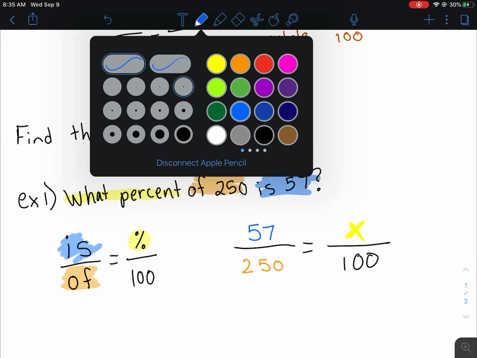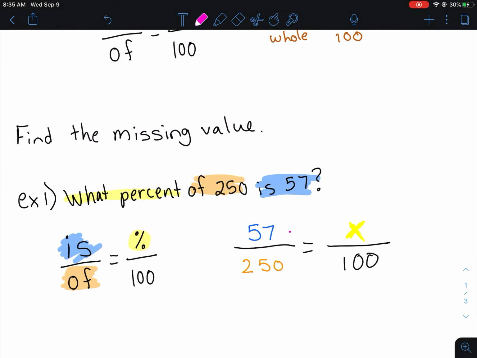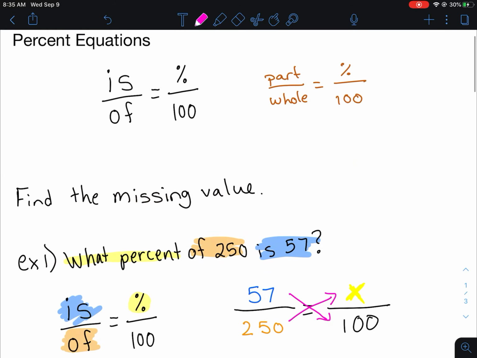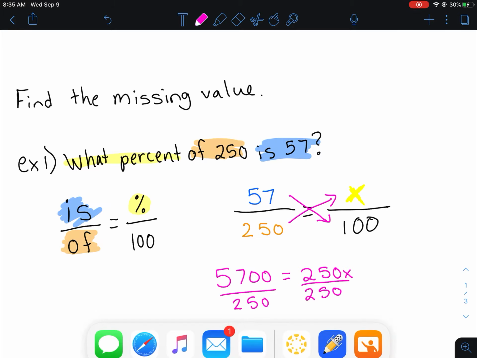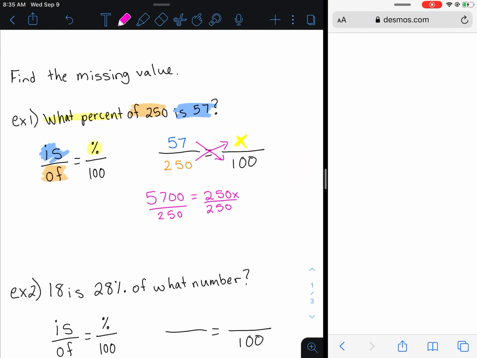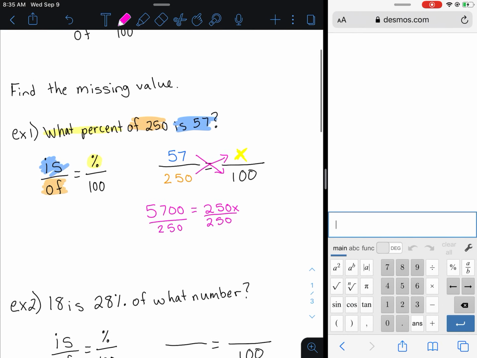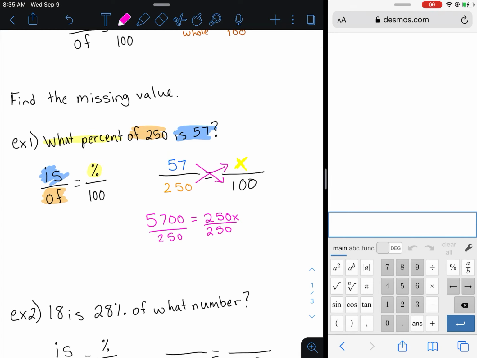Okay, so in order to solve this, what we are going to do is cross multiply and divide. So I'm going to multiply 57 times 100, and that is going to give me 5,700 equals 250x. All right, then I'm going to divide by 250 on both sides. And you may use a calculator. I recommend using your Desmos calculator because that is the one that you get to use on iLearn. So if you go to Desmos Scientific Calculator or Google that, you will be able to pull that up.